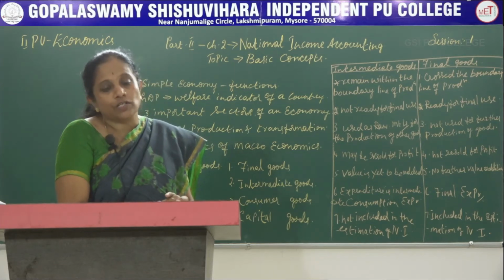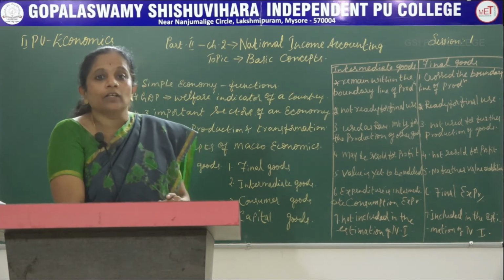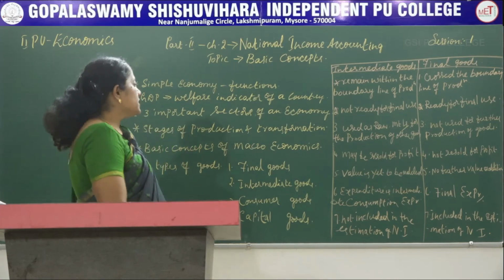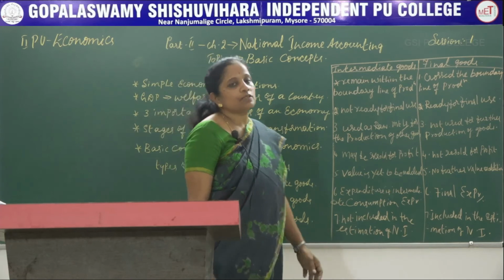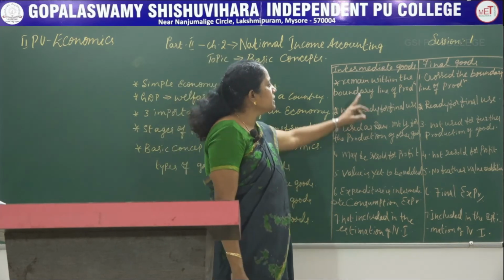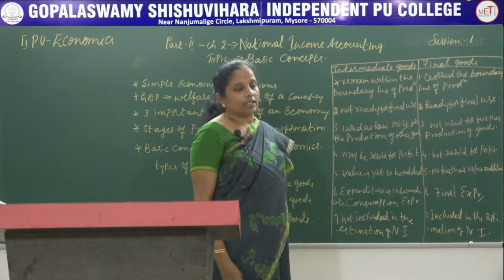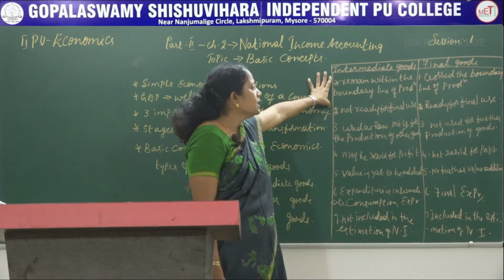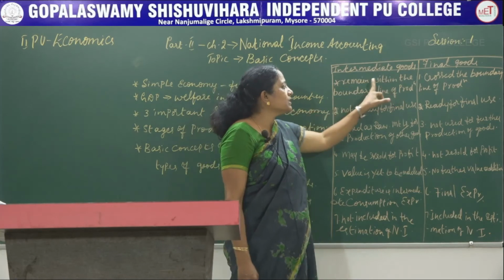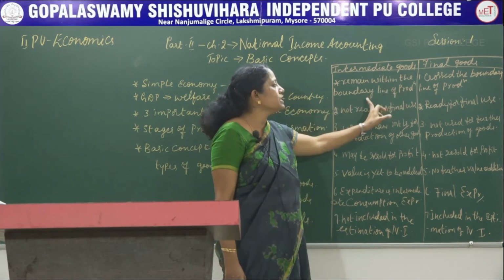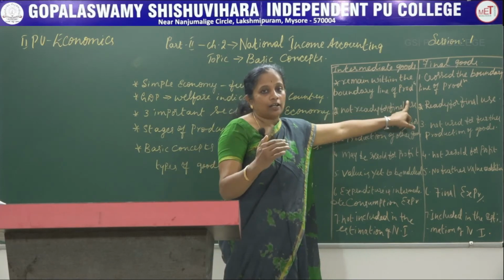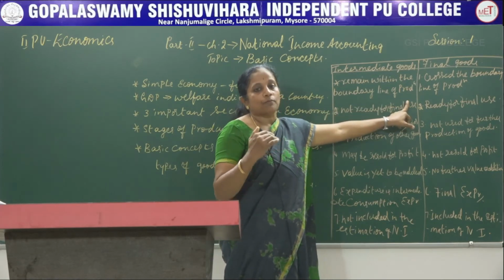In some situations the final goods play the role of intermediate goods. So, now let us see the difference between the intermediate goods and final goods. The first and foremost difference is that the intermediate goods remain within the boundary line of production. That is, they are yet to undergo some process of production.